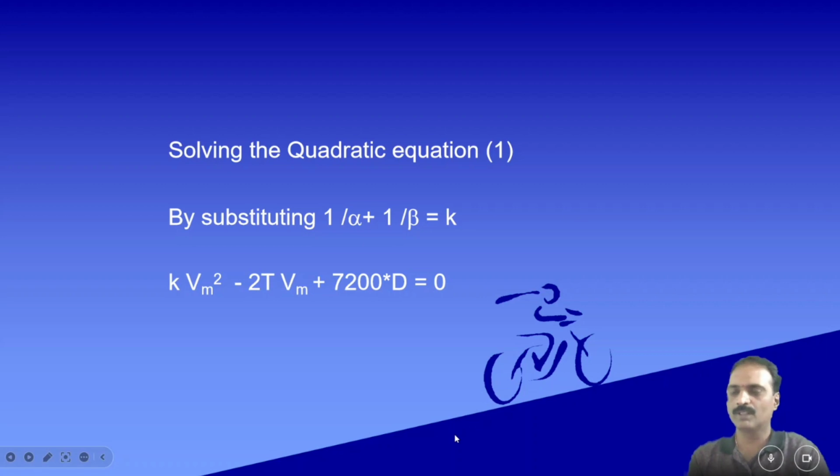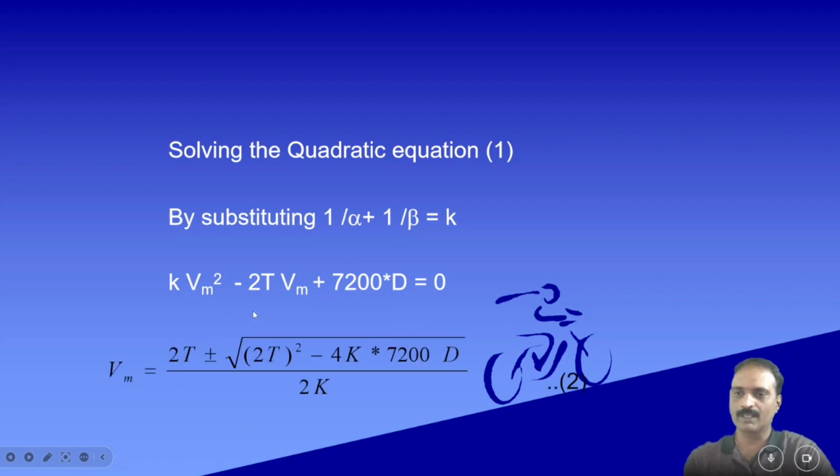If you simplify the equation, we are going to get two values for Vm. Here, if you compare the parameters, A will be equal to K, B will be equal to minus 2T, and C is equal to 7200 into D. So substitute the values for finding out the roots of this quadratic equation. We get Vm is equal to minus B, so minus of minus, it becomes 2T, plus or minus root of B square, that is 2T whole square, minus of 4AC, 4 into A is K here and C is 7200 D, divided by 2A. A is K. So that's how we get the value of Vm here.